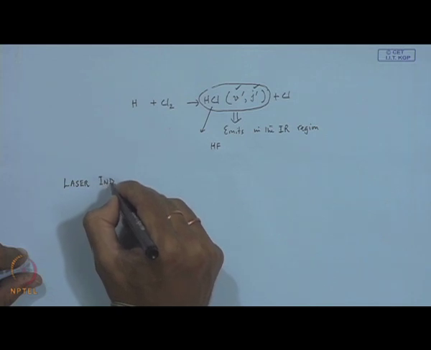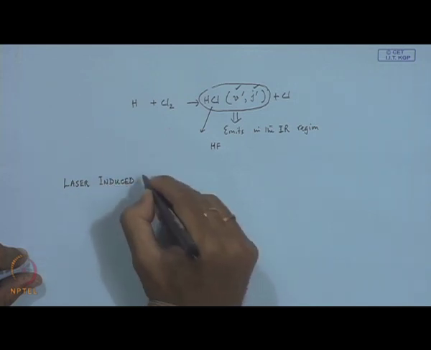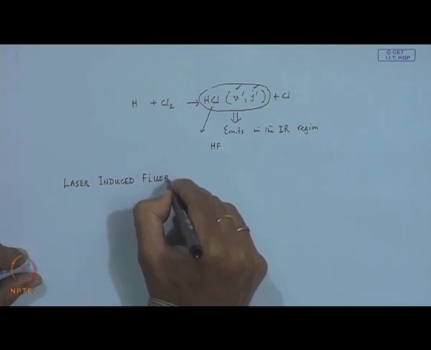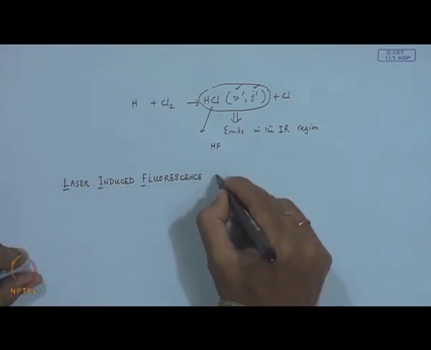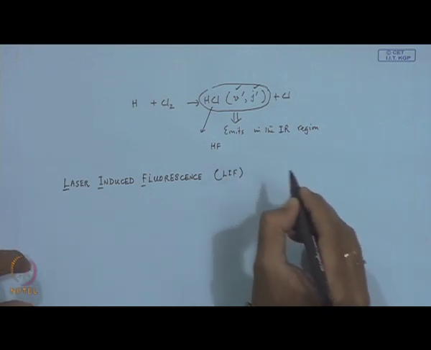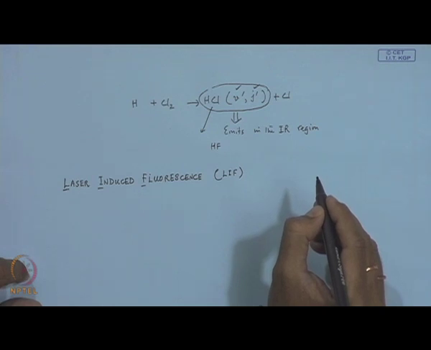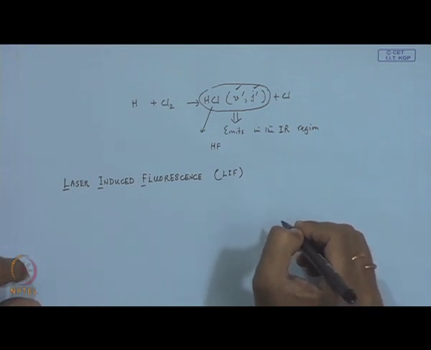Laser induced fluorescence, LIF. The thing is that if you have a species which, when excited by a specific laser frequency, goes to the excited state, then from the excited state you can get fluorescence. So this fluorescence is induced by lasers. That is why it is called laser induced fluorescence.